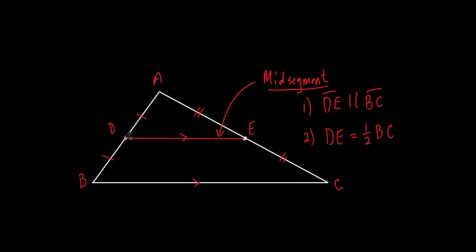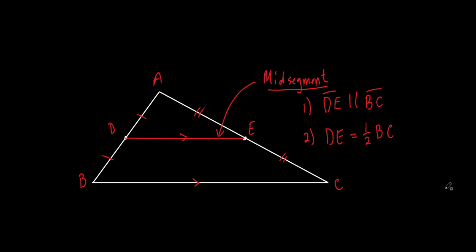I could have connected this one and the midpoint of this side. Everybody see that? And then I could have had a line that's going like this. Well, what's true about that line? DF, we'll call it. It'd be half of AC, and it'd also be parallel to AC. Very good. Everybody with me on that?